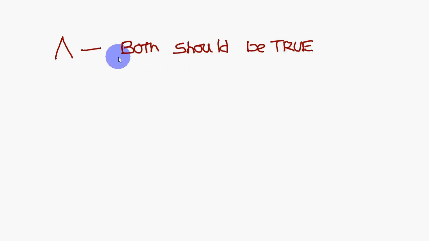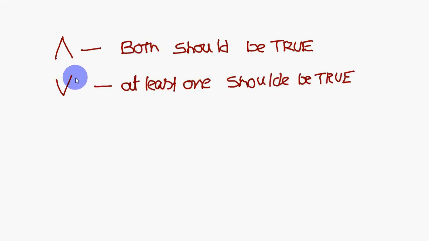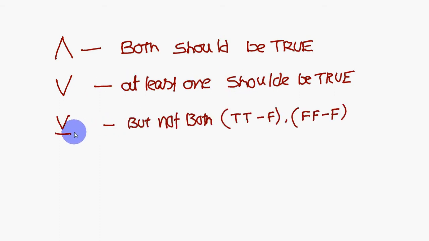Okay, so what we have to remember is, when you come across the AND symbol, both statements should be true. OR means at least one statement should be true. Next, exclusive disjunction means either but not both. Both means both true or both false, you have to consider. NOT, you have to remember, means the value gets reversed.